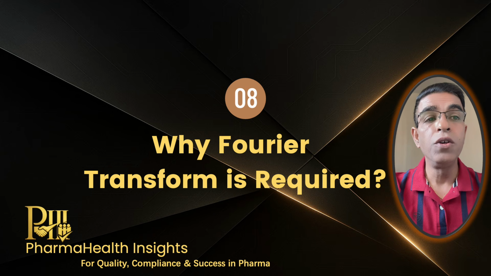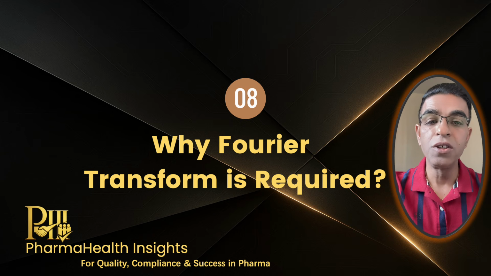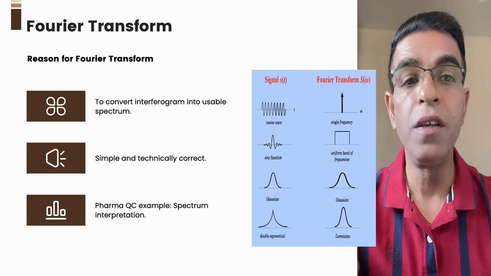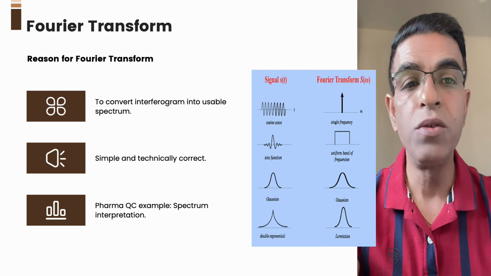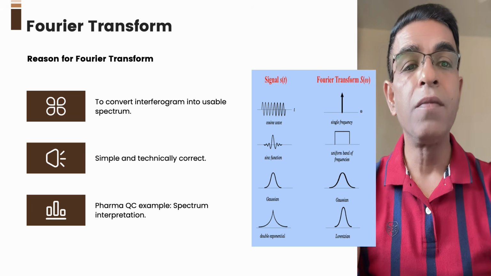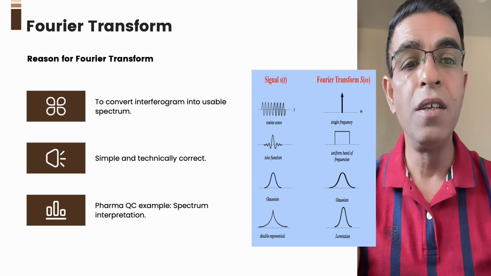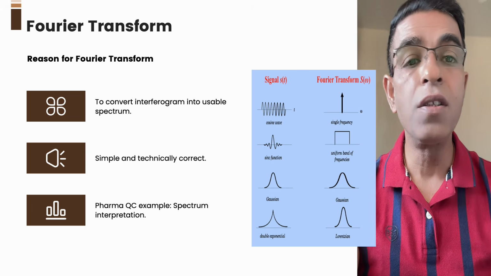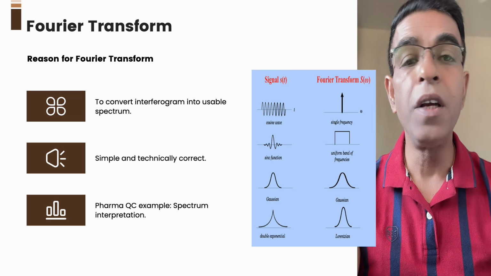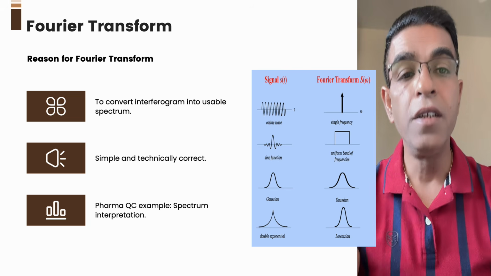Now, the interviewer will ask the next logical question. Okay, then why do we use Fourier transform in FTIR? And you can answer naturally like this. Sir, in FTIR, the instrument does not directly give us a normal spectrum first. Initially, it produces a raw signal called an interferogram. Now, this interferogram cannot be understood or interpreted directly.